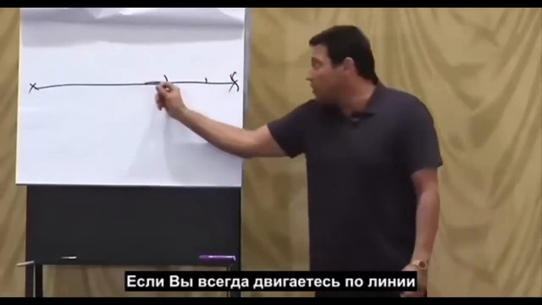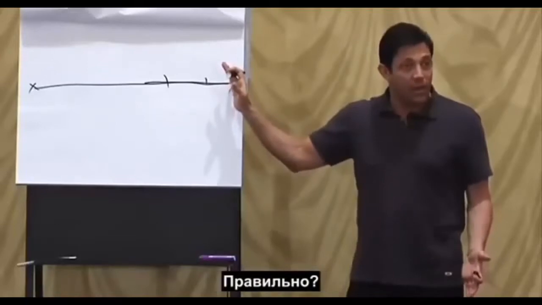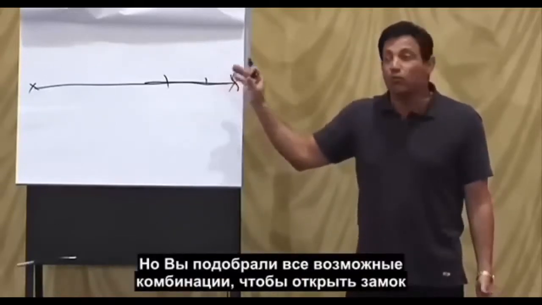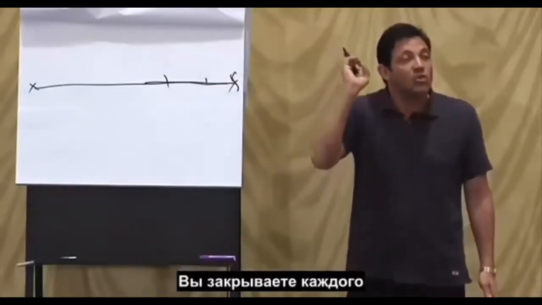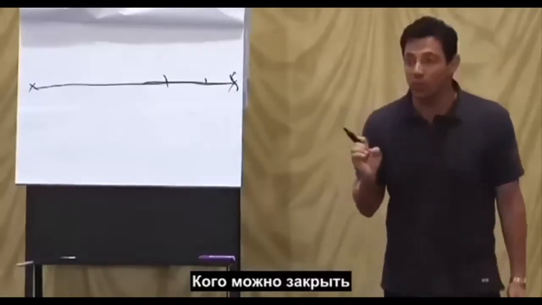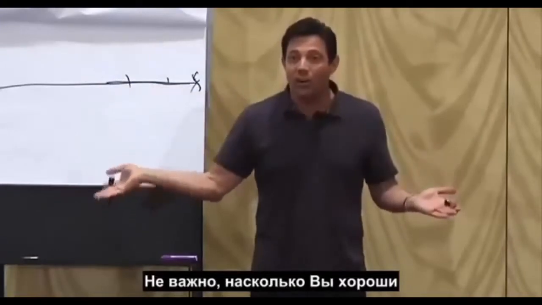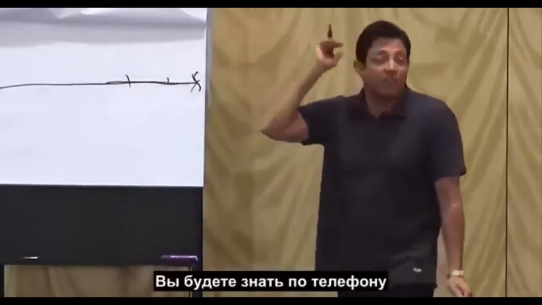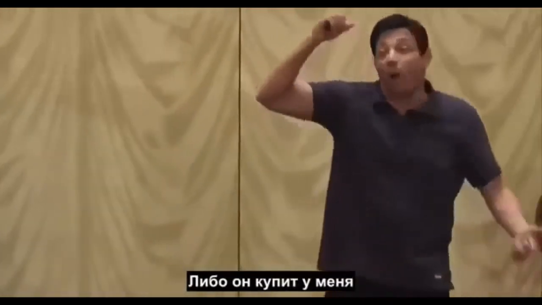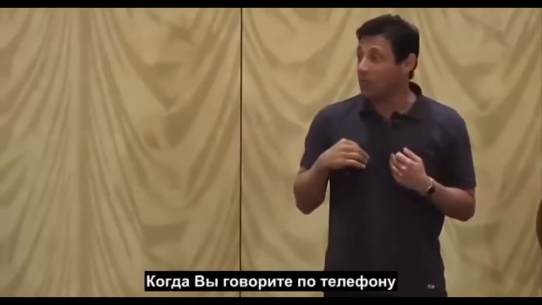If you move all the way down the line, either they buy or they don't buy, right? But what happens is this. You've run every possible combination to pick the lock. You close everyone who's closable. And why didn't they buy? Remember what I said in the beginning? No matter how good you are, not everybody's a buyer. That's it. It's as simple as that. But by using the straight line, you're going to know every time you pick up the phone, I got it. Either he buys from me or he would never buy from anybody. That's a good place to be in when you pick up the phone.